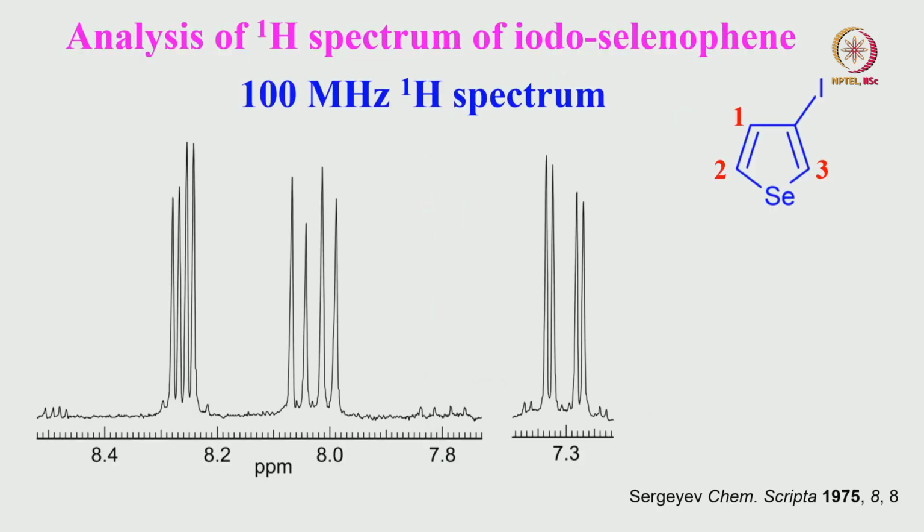Let us look at this molecule. It is a fairly simple molecule, but the spectrum is very interesting. If you look at the 100 megahertz spectrum of this molecule, there are 3 groups of protons. This is iodine, this is selenium. Selenium is also less abundant. It also couples to these 3 protons, and this also gives rise to satellites.